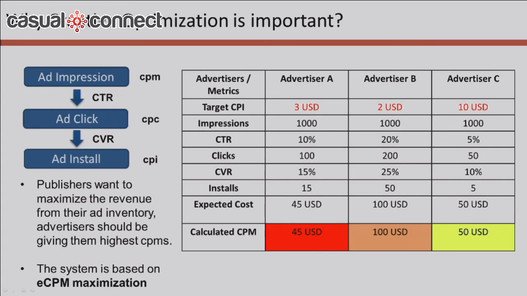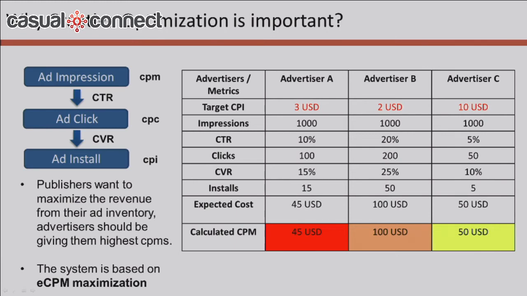As you can see, there are 3 different advertisers here. They're willing to pay different prices for one install. Advertiser C is an aggressive one that is willing to pay $10, whereas advertiser A is willing to pay $3, and advertiser B, $2. Let's say they all have 1,000 impressions, and let's say they have different CTRs and CVRs. Advertiser B is outperforming the other advertisers in CTR and CVR, and eventually she would get 50 installs for the same amount of impressions, advertiser C having only 5 and advertiser A having only 15.